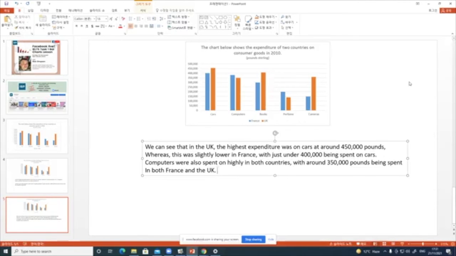Now we can maybe move on to the ones with the differences, because cars and computers are fairly similar. But if we move on to these three, we can see that there are bigger differences. Or at least this one's much lower. This is a big difference, and this is a big difference. So I'm going to go with books and cameras next. I'm going to leave perfume to last, simply because it's the lowest in both countries. You can see, when you look at the chart, that it's the smallest. So let's tackle books and cameras.